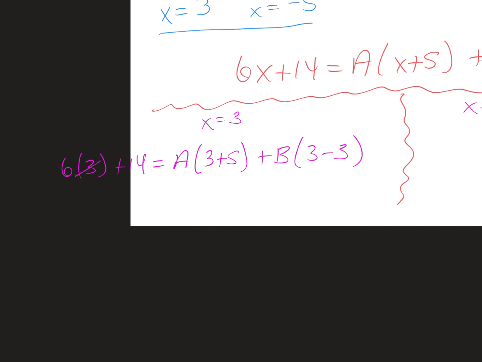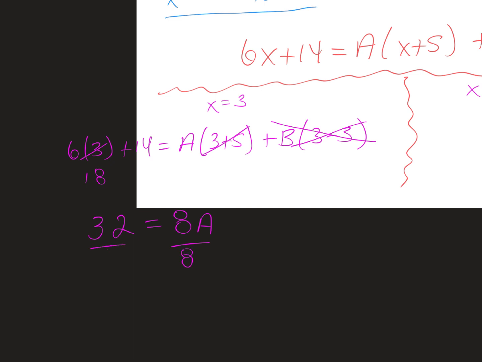What's 6 times 3? 18, and then 18 plus 14 is 32. Okay, keep going. Inside my parentheses, what is 3 plus 5? 8. So do you guys agree with me this just becomes 8a? And then what happens with 3 minus 3? 0. And then what's 0 times b? 0. So this just does what? It cancels out. So now you can solve for a. Divide both sides by 8. And a equals what? What's 32 divided by 8? 4. Okay. All right, good. All right, you found your a.